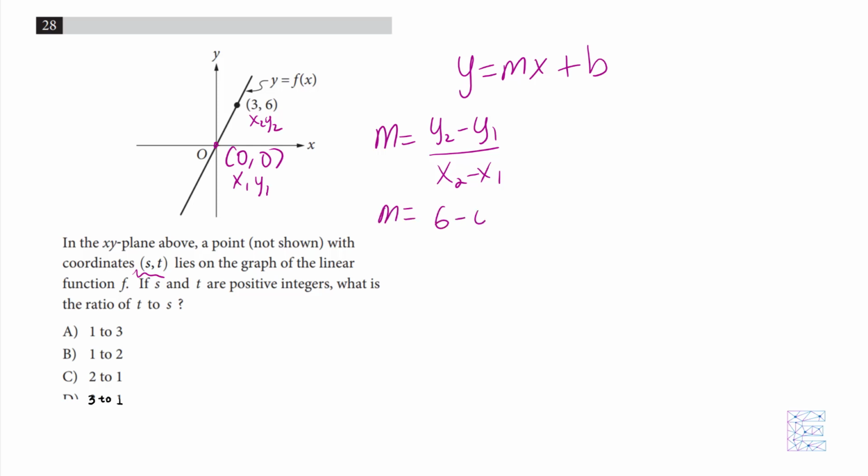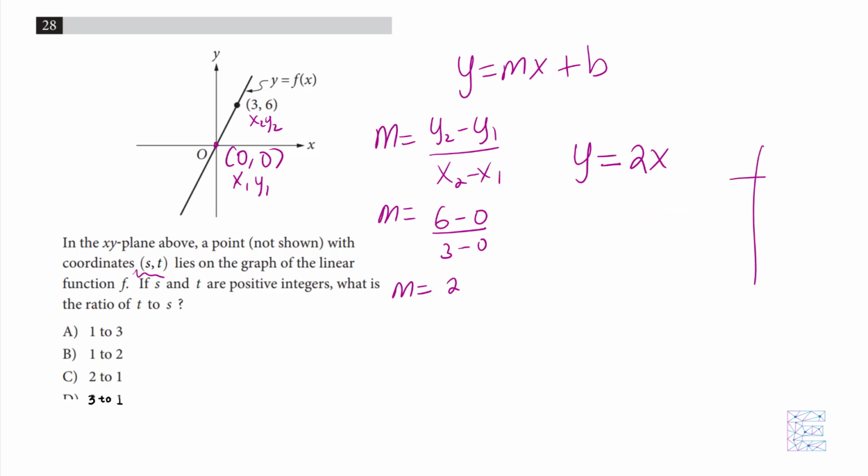We'd have 6 minus 0 over 3 minus 0. So we can tell the slope of this equation is 2. With that said, we can write the equation as y equals 2x plus the y-intercept, which we can see the y value is 0. So y equals 2x plus 0. But in fact, we don't even have to write the plus 0. It just doesn't make any sense to have it there. So now that we have an equation of the line, we can think of it this way.